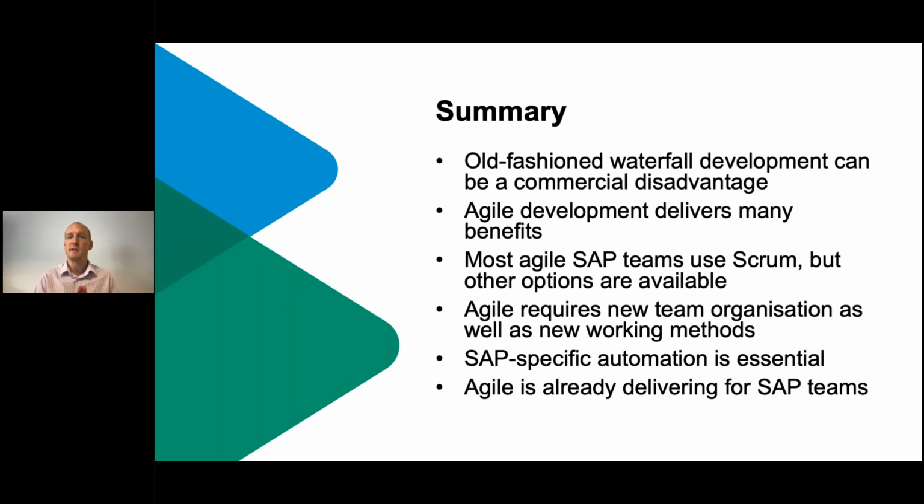Most of the Agile SAP teams that we come across as an organization are adopting Scrum as their approach, but there are other ways you can go. And whichever you choose, you're going to need some kind of new organization as well as new working methods. You're going to need to bring people with you to understand why that's important and how it's going to be effective. SAP specific automation is pretty much essential to help you on this journey and remove that effort and complexity I mentioned, to make this a practical approach. And Agile is already developing for SAP teams in organizations like Vistaprint and others around the world.